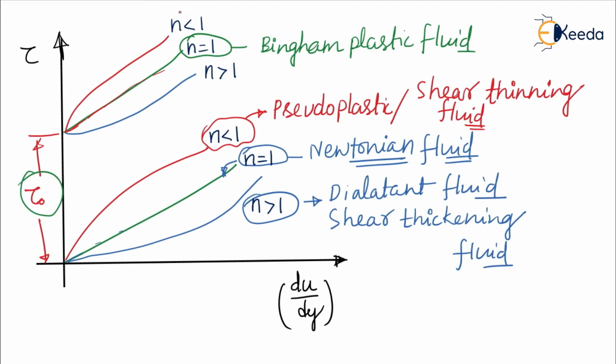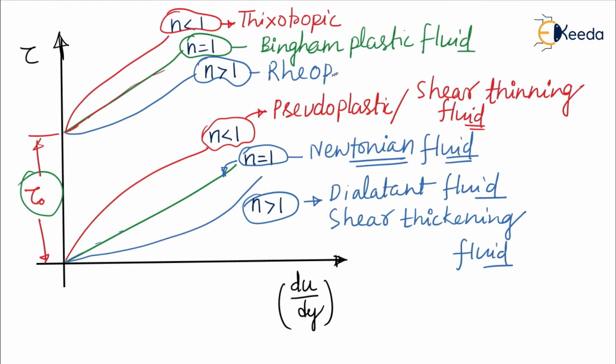Now we talk about this fluid. This is called thixotropic fluid, and this fluid is actually known as rheopectic fluid. So remember this thixotropic and this, they both are time dependent, which we have already seen. Rest all others are time independent.